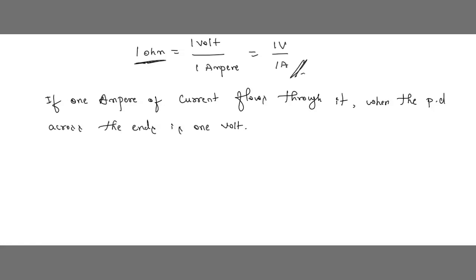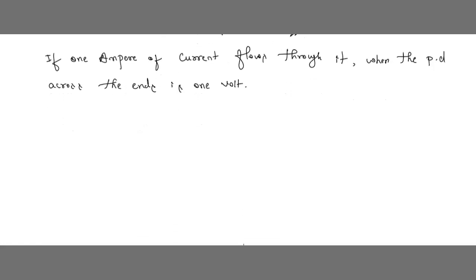How can you define? The resistance of a conductor is said to be 1 ohm if 1 ampere of current flows through it when the potential difference across the ends is 1 volt. So this is the definition of 1 ohm. Now one more important concept that we want to study here is the significance of R. They may ask you this question: write the significance of R.